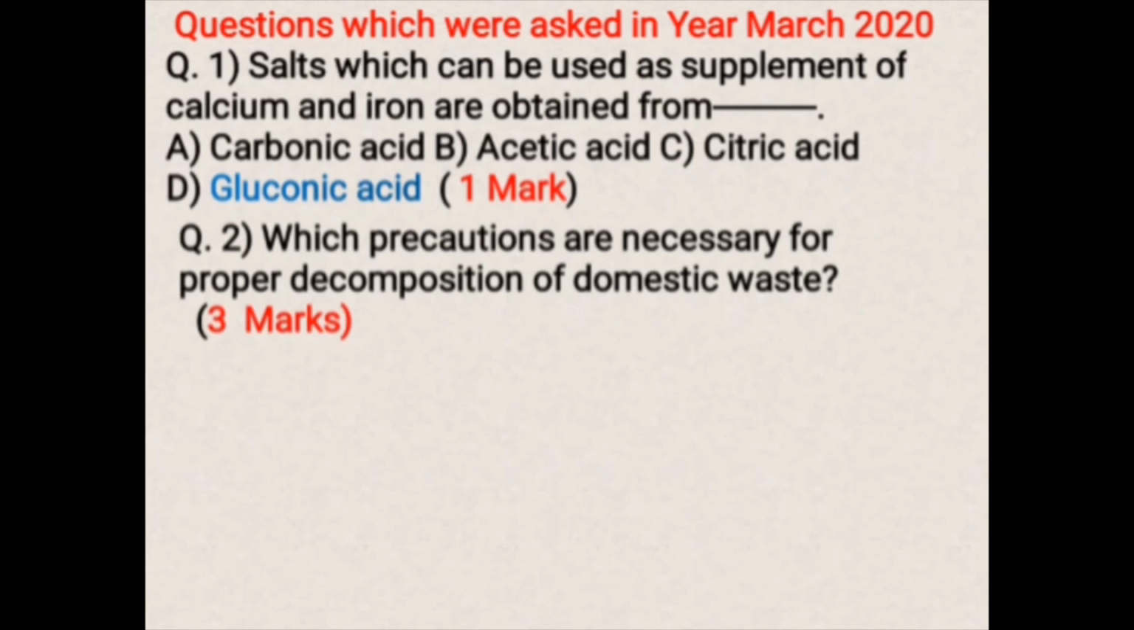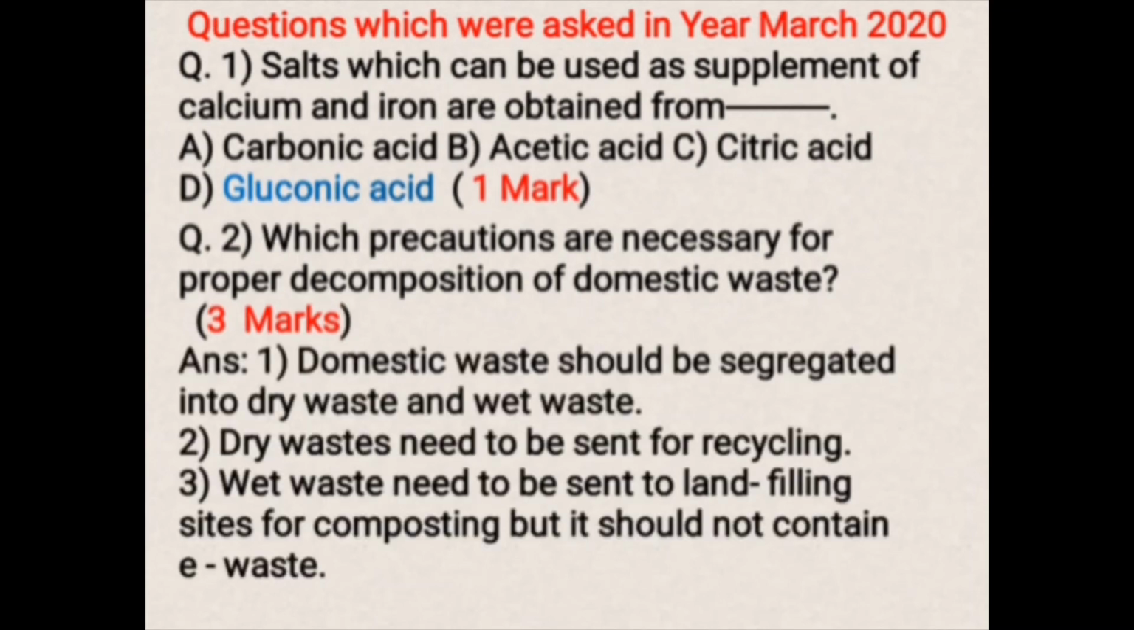Next question, which precautions are necessary for proper decomposition of domestic waste? This question was asked for 3 marks. The answer is: domestic waste should be segregated into dry waste and wet waste. Second point, dry waste needs to be sent to recycling. Third point, wet waste needs to be sent to landfilling sites for composting, but it should not contain e-waste.